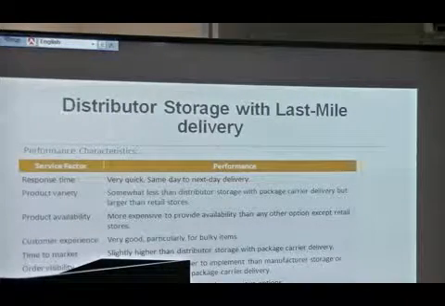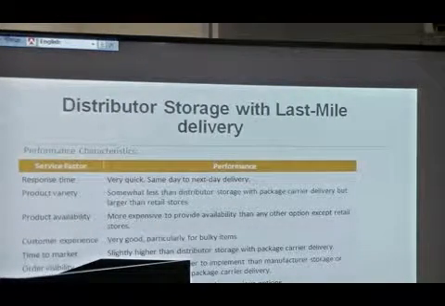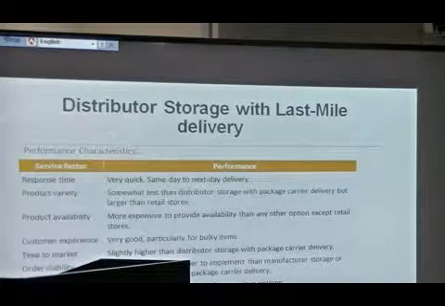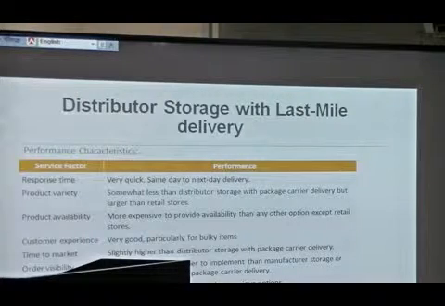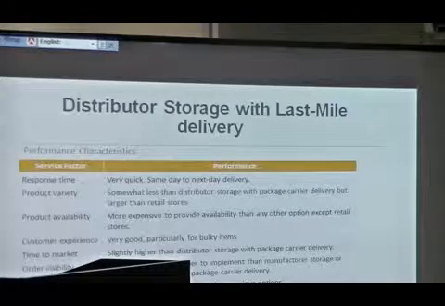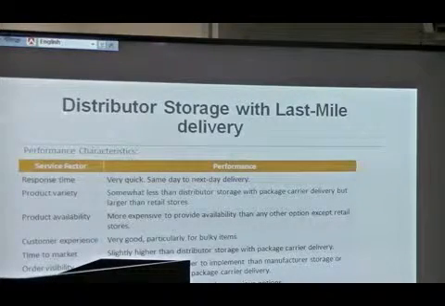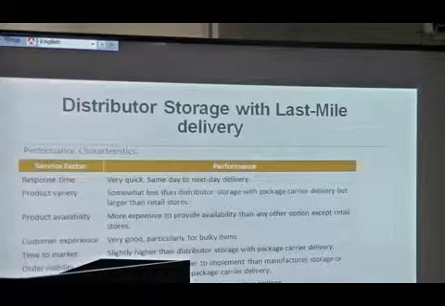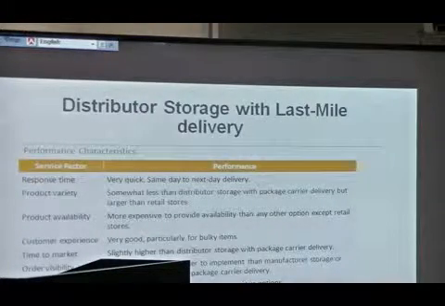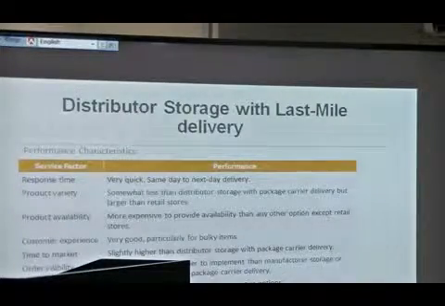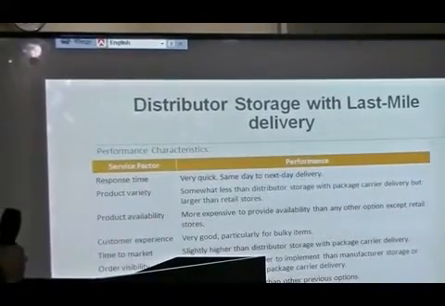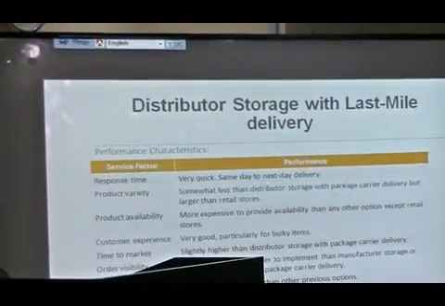So product availability, as you can see, is more expensive to provide than any other option except retail store, for the same reason, because you need more shelf space for product availability. And customer experience is very good, particularly for bulky items. Time to market is slightly higher than distributor storage with package carrier delivery because it needs to penetrate deeper to be introduced to the market.